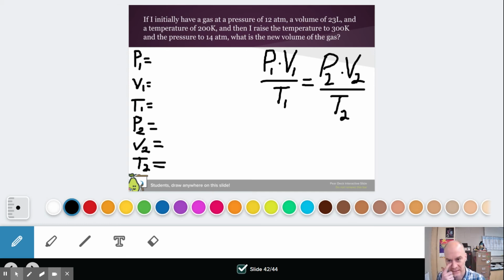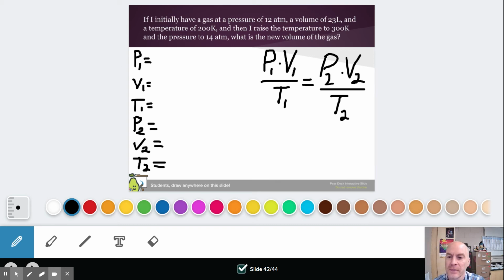So here's how this works as an example. If I initially have a gas at a pressure of 12 atmospheres, a volume of 23 liters, and a temperature of 200 kelvins, and then I raise the temperature to 300 kelvins and the pressure to 14 atmospheres, what is the new volume? So you see, this is different from the problems we've done before because we're not just raising the temperature or raising the pressure, we're doing both.